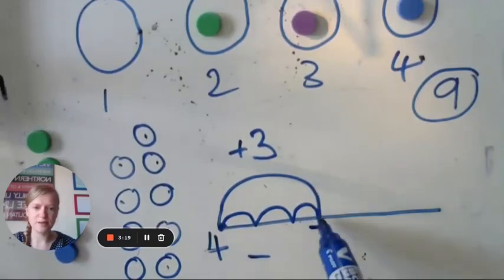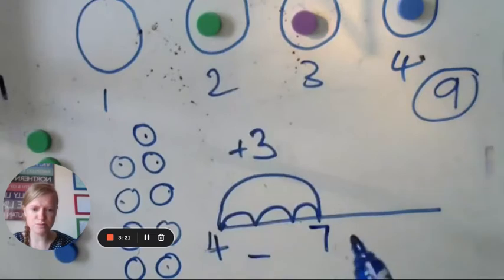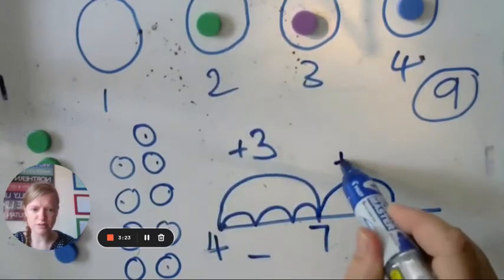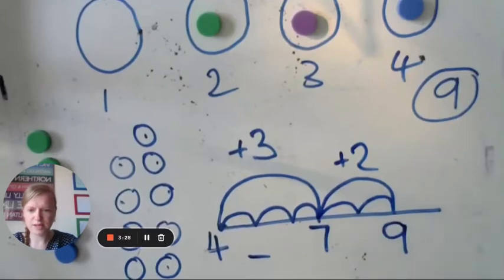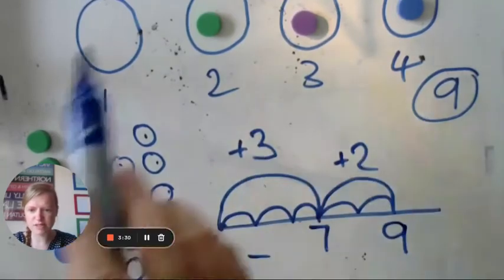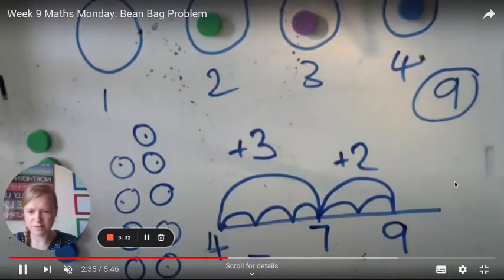And I'm going to add my next score, which was a 2. I'm going to do a big hop and write a +2. And then I'm going to add in my little hops, 8 and 9. Okay, so now I've answered my question using 3 different methods.